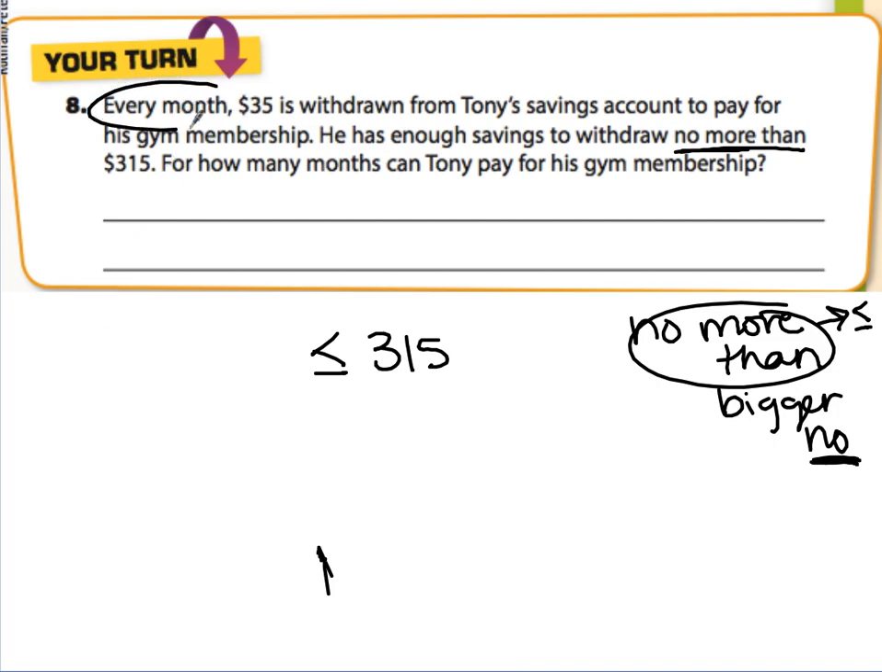So every month, $35 is withdrawn from Tony's savings account. Do we care that it's for his gym membership? No. But "withdrawn" tells us that it's negative. "Each month" tells us that we're going to multiply by m. So negative 35m is less than or equal to 315. So then what I'm going to do is divide.